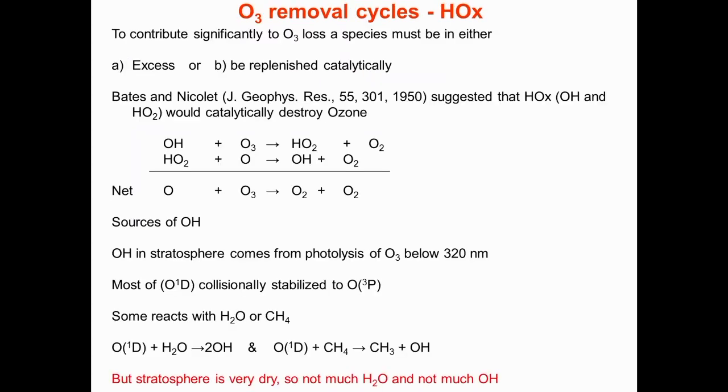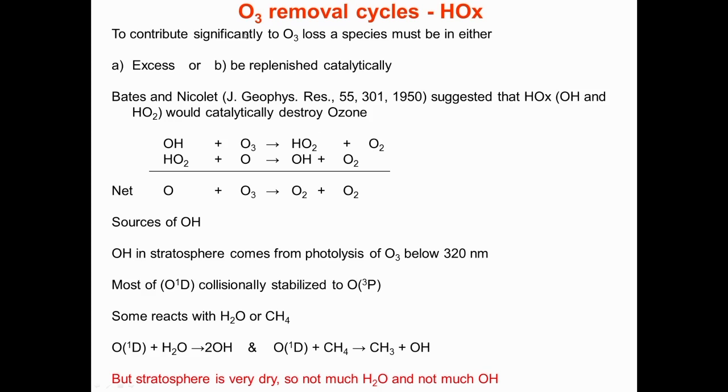The first of these is the HOx cycle. So what's HOx? Do you know what HOx are? HOx is just the sum of the hydroxyl radical and the hydroperoxy radical. So what's the hydroperoxy radical? The hydroperoxy radical is this compound here, HO2.